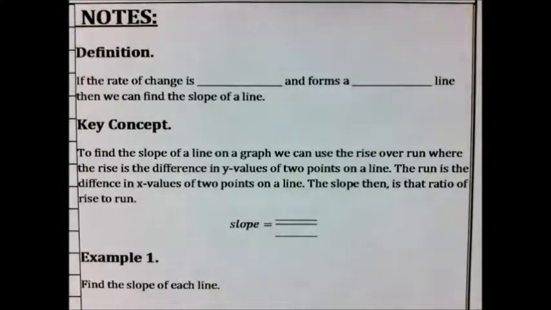So your key concept is in order to find the slope of a line on a graph, we can use the rise over run, where the rise is the difference in y values of the 2 points on a line. So the rise is how much is it going up or how much is it going down. And the run is the difference in x values of 2 points on the line. So how much is it moving from left to right? Then the slope is the ratio of rise to run. So your slope right here is equal to the ratio rise, that's your first blank, over run, that's the bottom blank right up here. Rise over run.